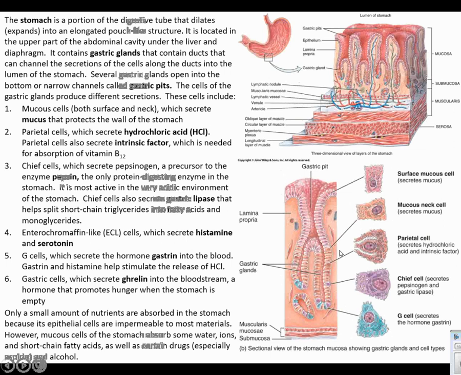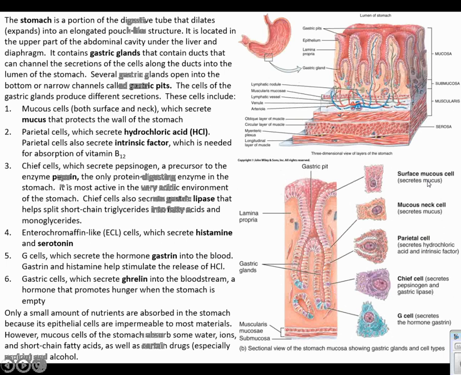Down here in our picture B, we show what a gastric pit looks like. Basically, it's a way to increase surface area for more cells. So we can have more cells that secrete various things. We have 2 different types of mucus cells, surface mucus and mucous neck cells. They do the same thing, we just give them different names because they're located in 2 different places. They're going to secrete mucus.